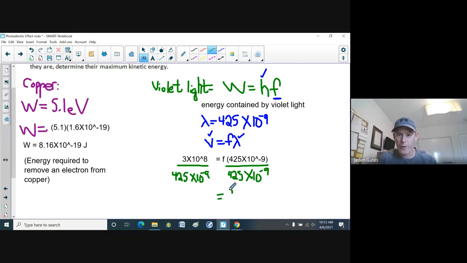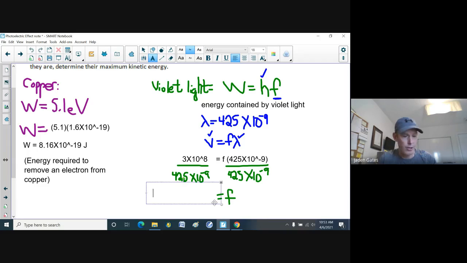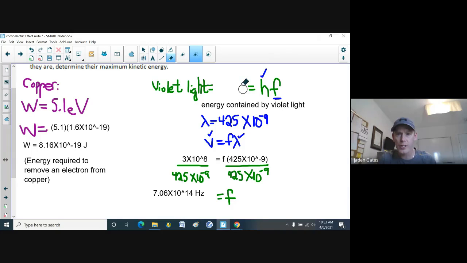425 times 10 to the -9. All right, now I'm going to find my frequency. Well, I take these two numbers and divide them. And the frequency I'm getting for this particular light is, let me see here, we get f equals, so I'm going to write it in here, it's a little bit easier, to 2 decimal places, 7.06 times 10 to the power 14 hertz. Again, that's the frequency. Now, I messed up here a little bit. This shouldn't be the work function. This is actually, as I mentioned, the energy that's contained by this violet light.